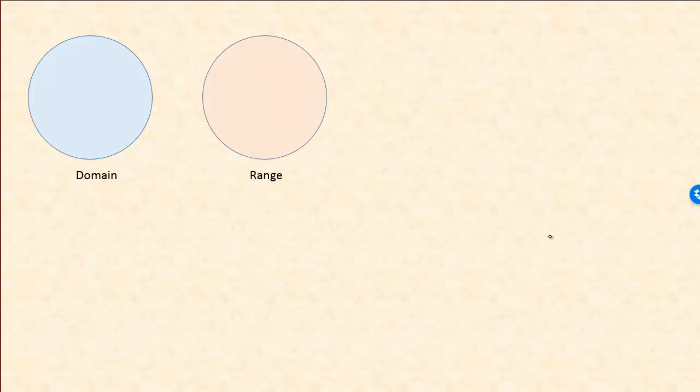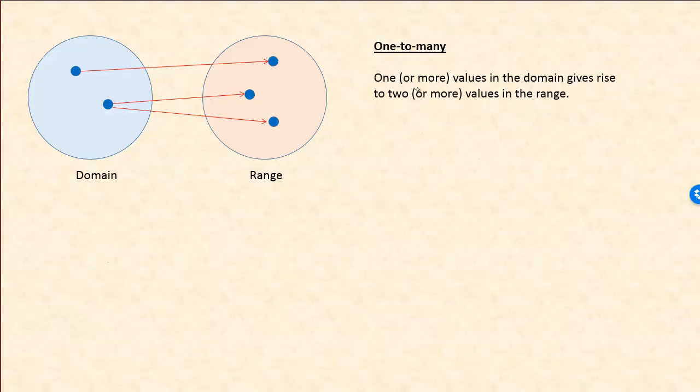Now, a third type is where we have some values in the domain, some values in the range, but one of the values in the domain gives rise to more than one value in the range. This one is called one-to-many for obvious reasons. We've got one value here giving us many values over here. One or more values in the domain gives rise to 2 or more values in the range, as we can see in the diagram.